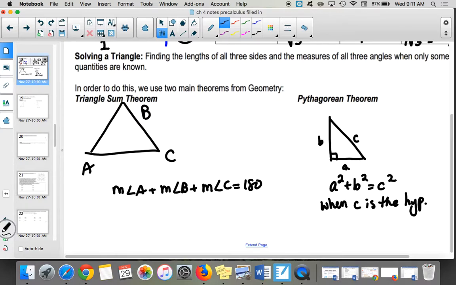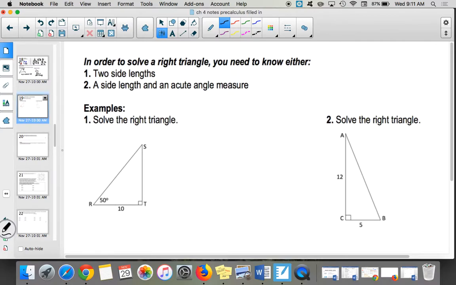All right, so in order to solve the triangle, we either need to have two side lengths or we need to have a side length and an angle measurement. Catherine, put that away, please. So, solving the right triangle.